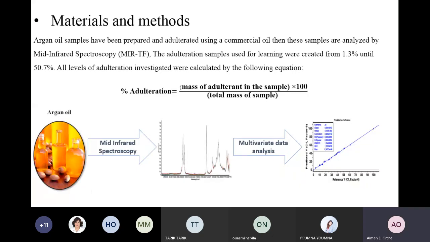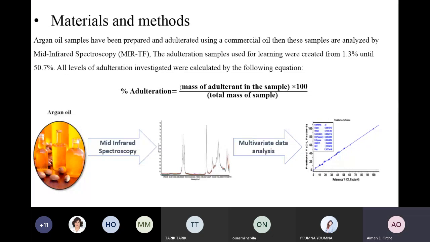To achieve this work, argan oil samples have been prepared and adulterated using a commercial oil. These samples are analyzed by mid-infrared spectroscopy. The adulterated samples used for learning ranged from 1.3% to 15.7%. The levels of adulteration investigated were calculated by the following equation: the percentage of adulteration is the mass of adulterant in the sample divided by the total mass of the sample.